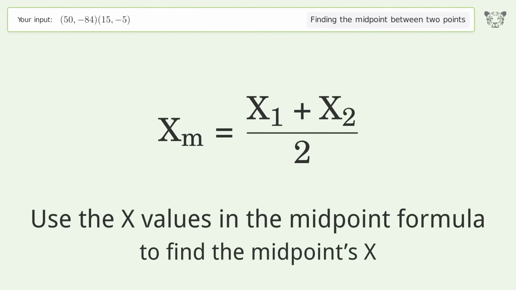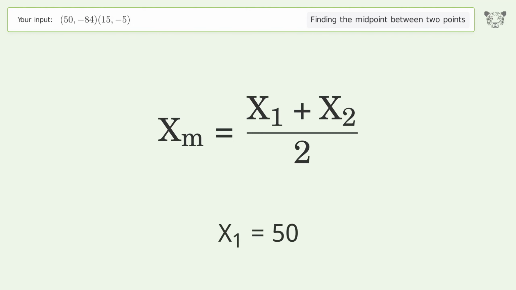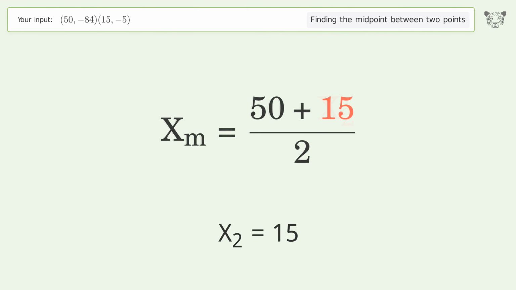Use the x values in the midpoint formula to find the midpoint's x. x1 equals 50. x2 equals 15. Simplify the arithmetic.